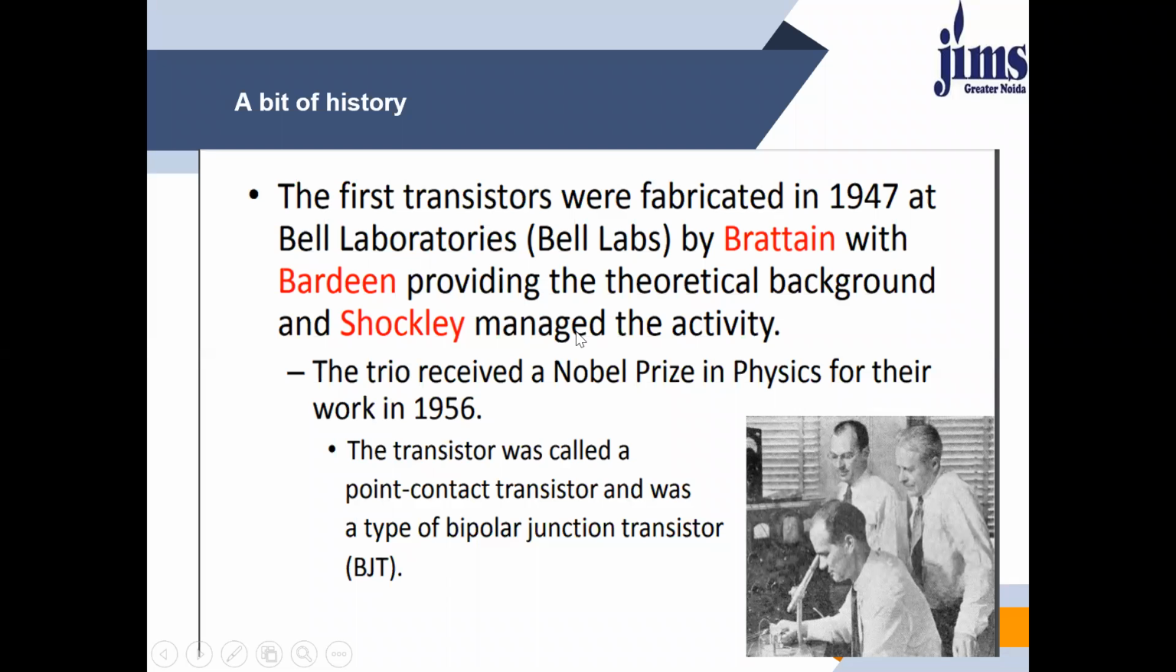And see, this is a bit of history. The first transistor was fabricated in 1947 at Bell Laboratories. You know that? By whom? By Bardeen and Brattain. They were providing the theoretical background. And those theoretical background were managed by whom? Shockley. So the trio received a Nobel Prize in Physics for their work in 1956.